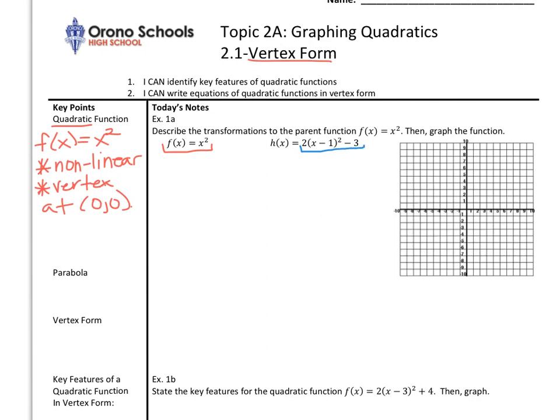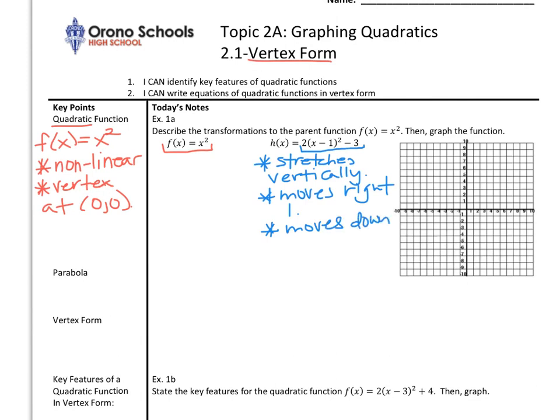So this is so far all review. That 2 does something, the x minus 1 does something, and the negative 3. Let's see what we can remember. That 2 on the outside, since it's greater than 1, will stretch vertically by a factor of 2. So we would say stretches vertically. The x minus 1 on the inside actually moves the entire function 1 unit to the right. So we'd say moves right 1. And then that minus 3 at the end moves everything down 3. Did that sound familiar? I hope so.